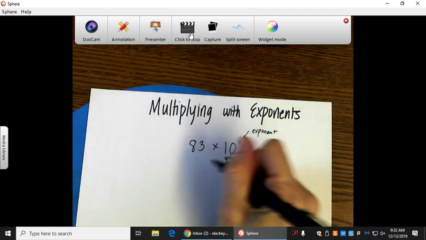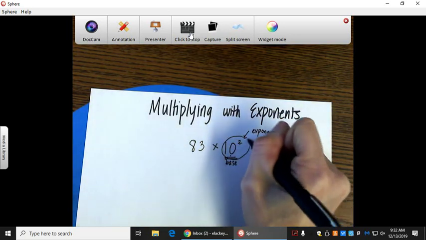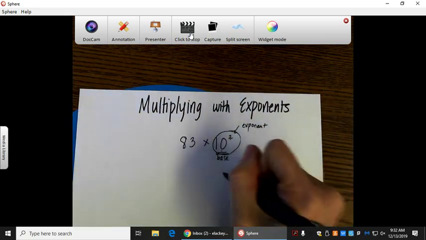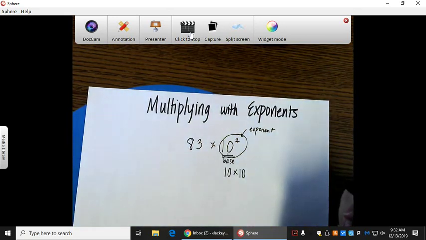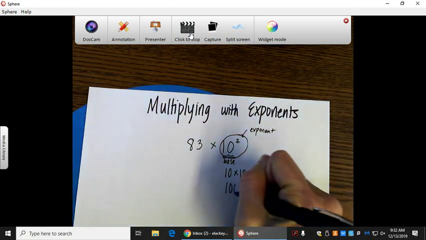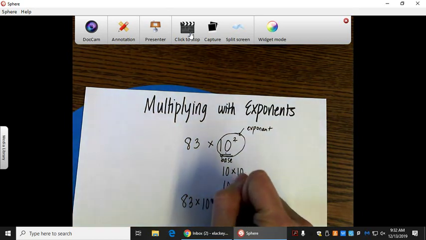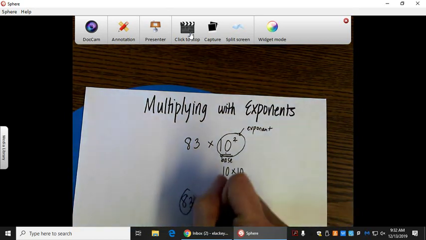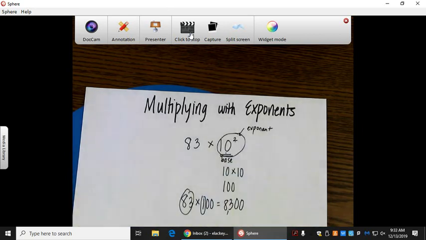So when we multiply 83 times 10 squared, it first helps to see what 10 squared is. 10 squared really means 10 times 10, and 10 times 10 is 100. So really what you're doing here is 83 times 100. Okay? So 83 times 1 is 83 with 2 zeros, 8,300.